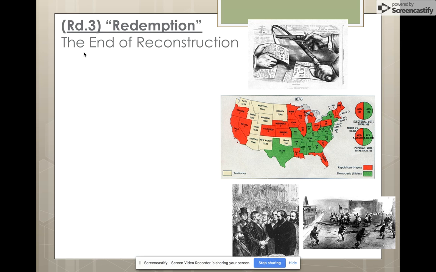So the Redeemers era of Reconstruction, this is what we call round 3 and the end of it. So Redeemers are essentially white supremacists who more or less want to return things as much as possible to the status quo prior to the Civil War. The most famous and really infamous group for this would be the KKK, the Ku Klux Klan, led by Nathaniel Bedford Forrest, a former Confederate soldier.